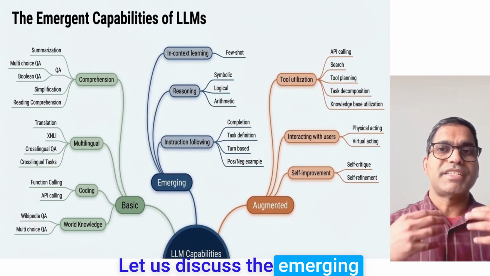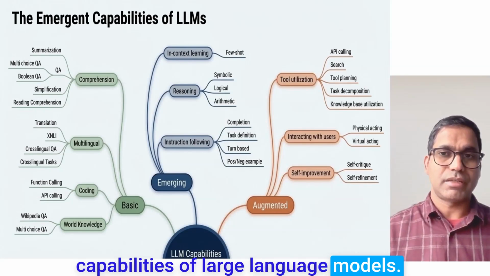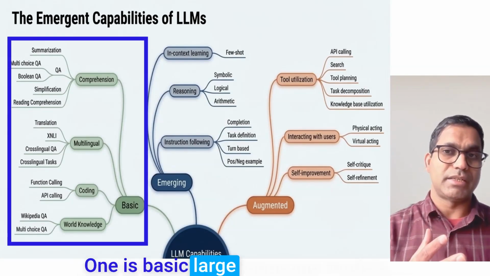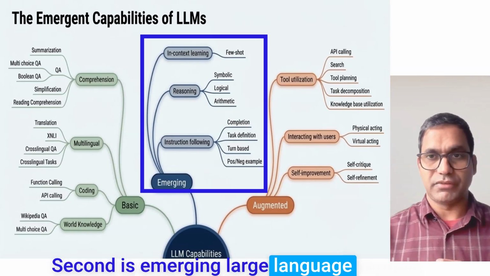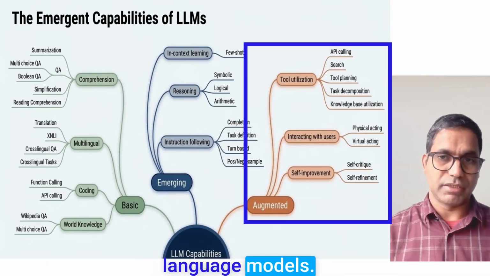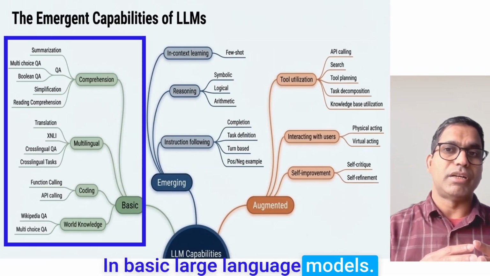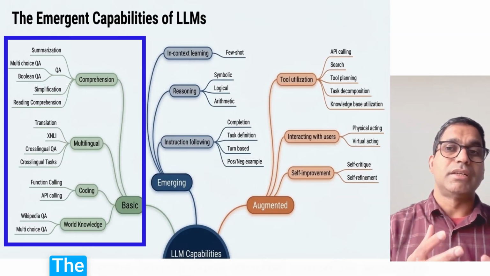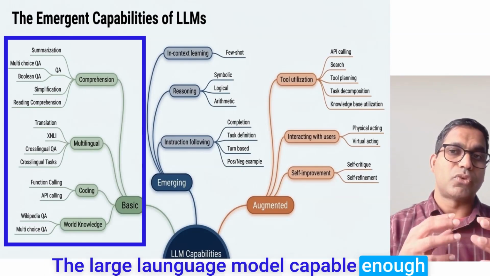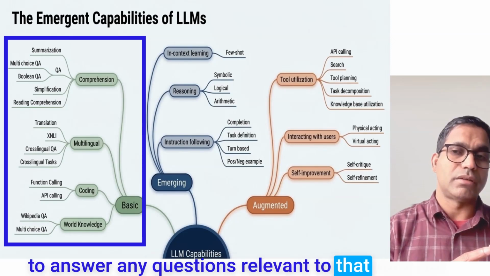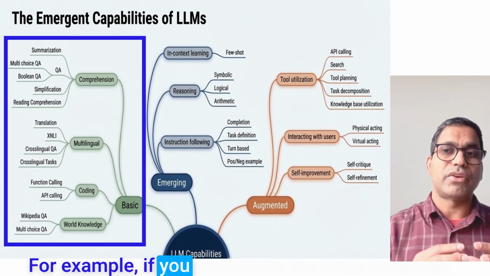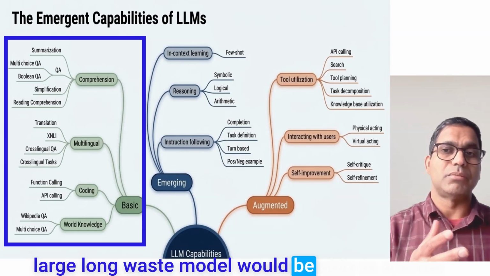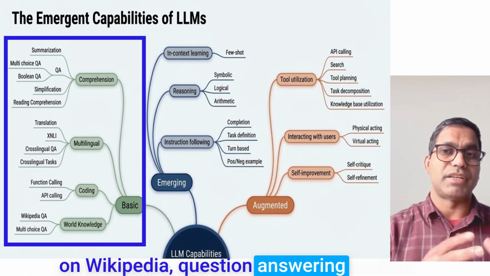Let us discuss the emerging capabilities of large language models. The large language models are categorized into three categories: one is basic large language models, second is emerging large language models, and third is augmented large language models. In basic large language models, you can train your large language model on a specific data set. The large language model is then capable of answering any questions about that data set. For example, if you train the large language model on Wikipedia articles, then that large language model would be able to answer questions as a Wikipedia question answering system.